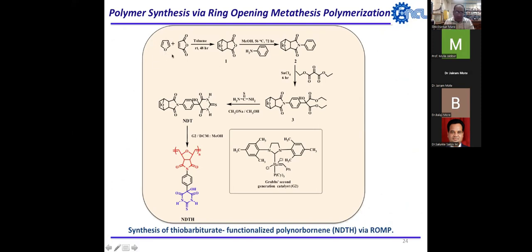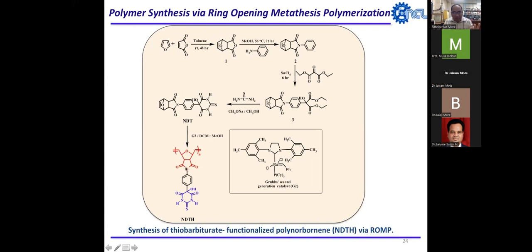We used simple Diels-Alder chemistry between furan and maleic anhydride to make this norbornene anhydride. Then it is coupled with aniline, followed by our basic chemistry, Friedel-Crafts acylation, using tin tetrachloride as a Lewis acid to functionalize this molecule 3, and finally this is coupled with thiourea to get this norbornene-derived thiobarbiturate monomer. This monomer was polymerized using Grubbs catalyst second generation. So we used ring opening metathesis polymerization to make these polymers.